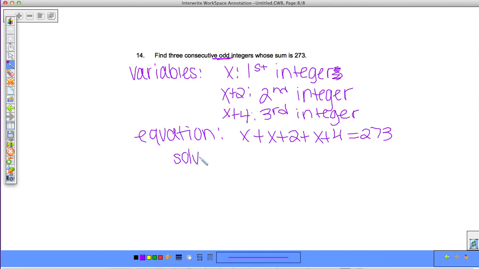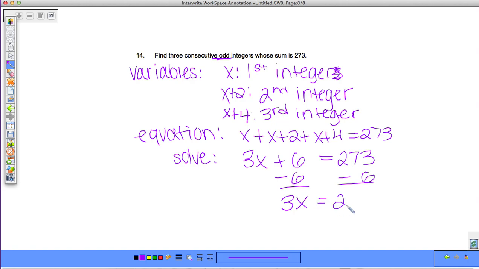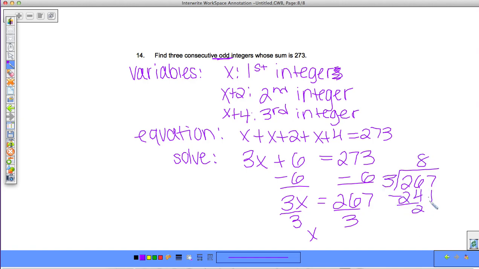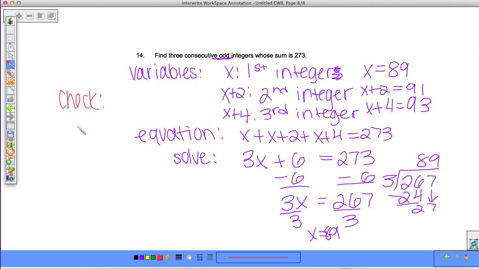We're going to solve this the exact same way we solved the last one. x plus x plus x is 3x, 2 plus 4 is 6. We're going to subtract the 6 from both sides, and we get that 3x equals 267. Divide by 3, and we get that our first integer is 267 divided by 3, which is going to come out to 89. So my first integer is 89. My second odd integer is going to be 91, and my third odd integer is going to be 93. We can check this again like the last one by adding them all up. 89 plus 91 plus 93 gives us 273.